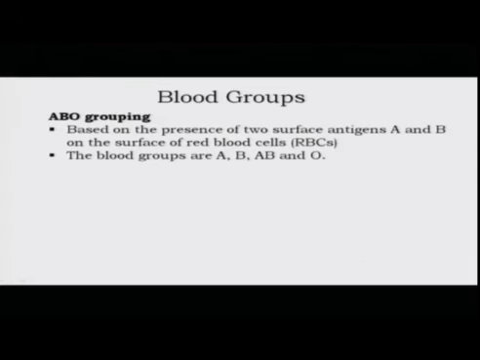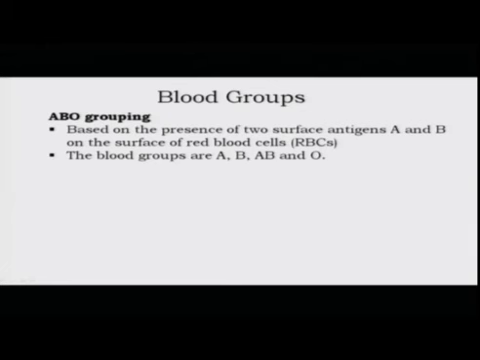Now, I would like to introduce a concept called blood groups. I am sure most of you have already heard of blood groups, and you will know what they are, but let me tell you that there are two kinds of blood groups that we will be talking about today. One is the ABO type of blood group and the second is the RH type of blood group. First, let us talk about the ABO type of blood group.